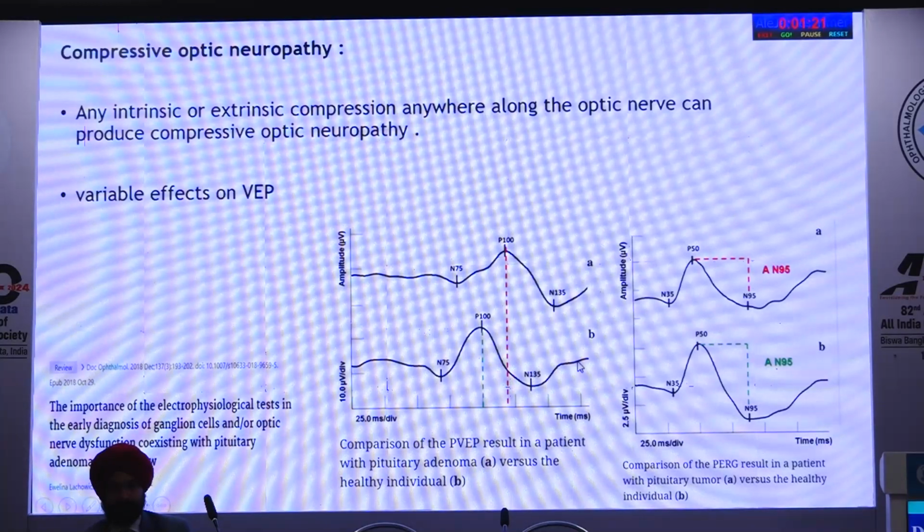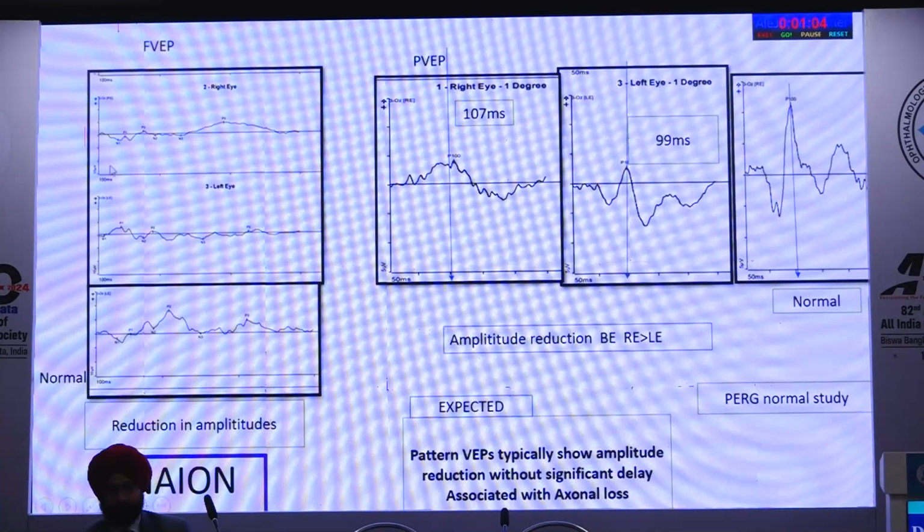So we see some examples quickly. A compressive optic neuropathy, as we have seen, delays both the peak as well as the N95-P50 ratio in a pattern ERG, and there is a delay in the P100. There is a delay in the latency of the P100 wave in compressive optic neuropathies. In ischemic optic neuropathy, because there is an axonal destruction, there is some mild degree of latency delay, but predominantly it's an amplitude reduction.